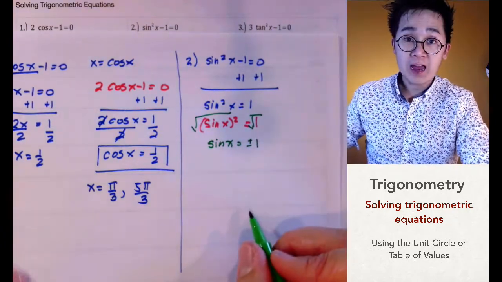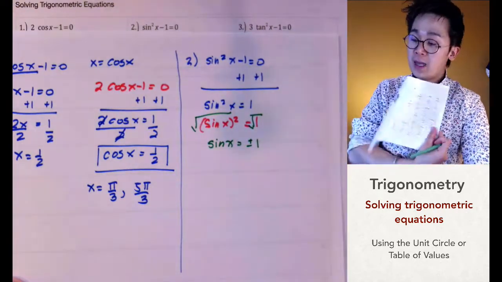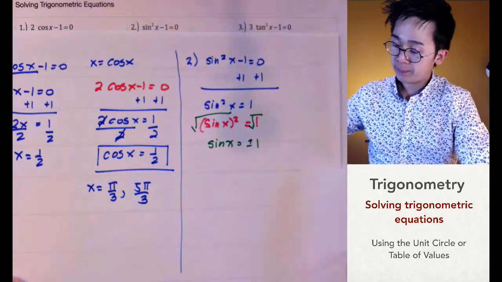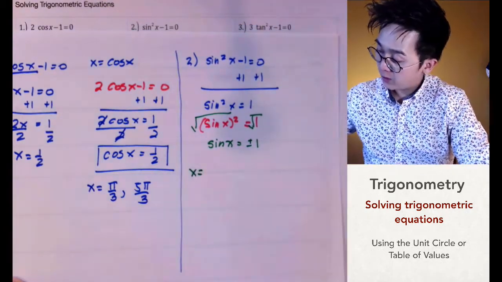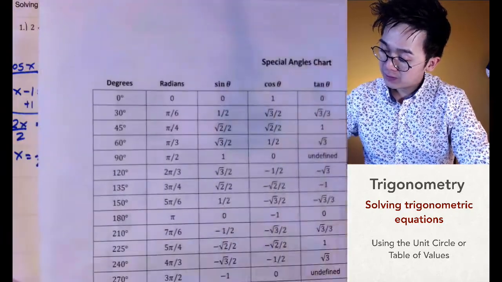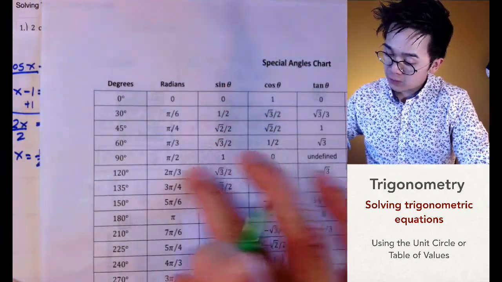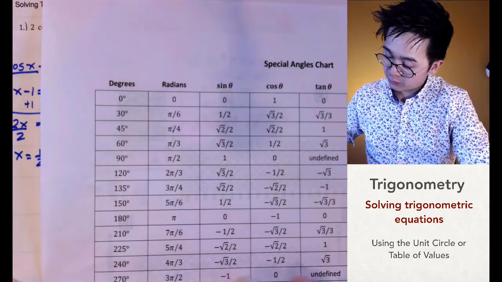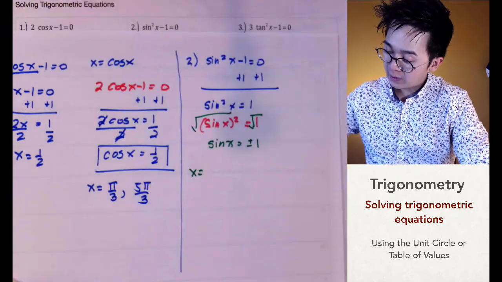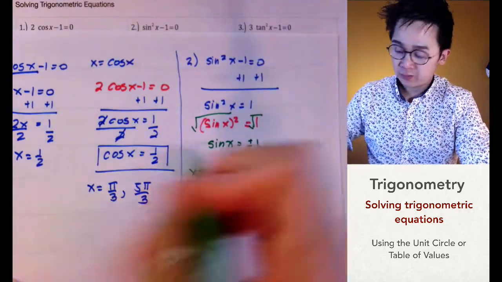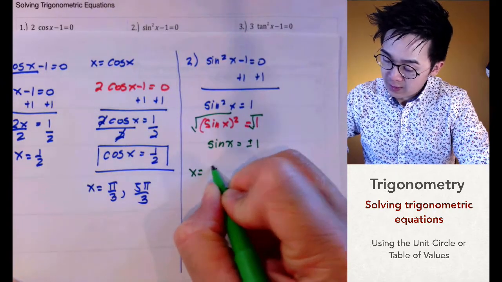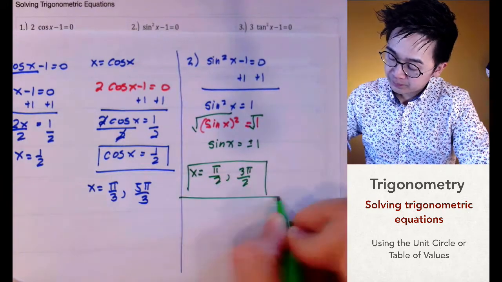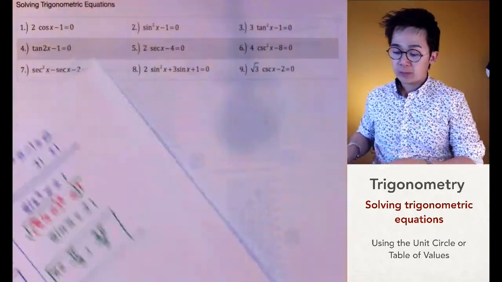So we're going to look at the table of values again. From the table of values, we're going to look for all the values where sine x is equal to plus or minus 1, so that we'll be able to find the value of x. In this case, sine x equal to plus or minus 1 gives us pi over 2 and 3 pi over 2. Those are the only two values where sine x is equal to positive or negative 1. So let's go ahead and write it down: pi over 2 and 3 pi over 2. And that's how we solve problem number 2.